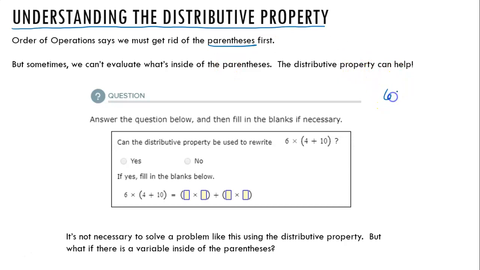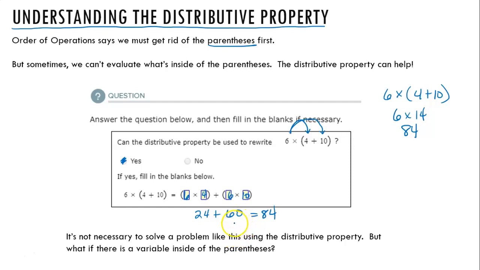If you were to solve this using order of operations, you would do parentheses first, and then you would need to do 6 times 14, which I can't do in my head, so I would do 6 times 14 in my calculator, and I would get 84 for that. But there's another way to do this. We can use the distributive property to rewrite this. I can do 6 times 4, but I can also do 6 times 10. This is a little easier to do in my head because 6 times 4 is 24, 6 times 10 is 60, and that becomes 84.